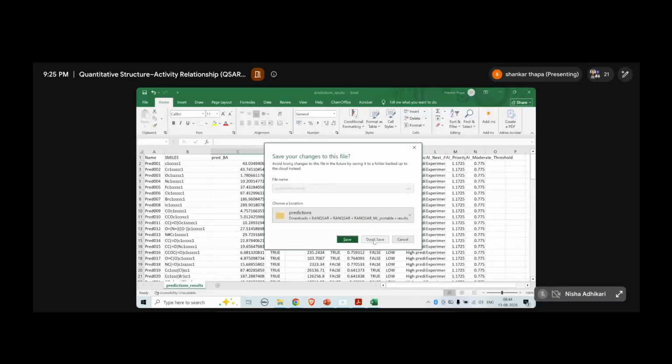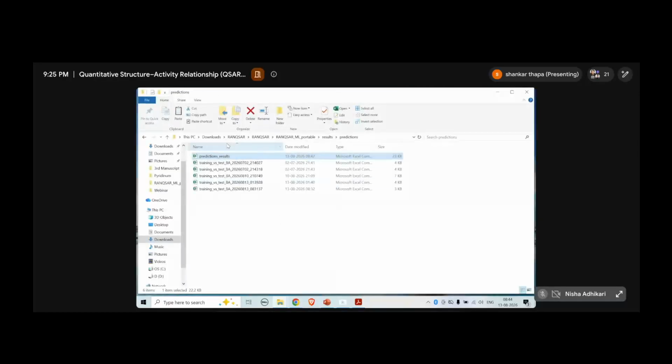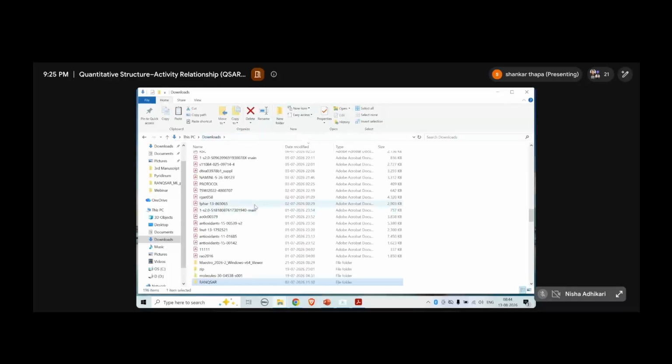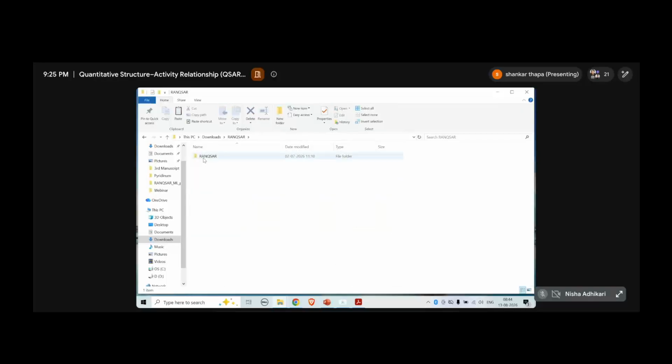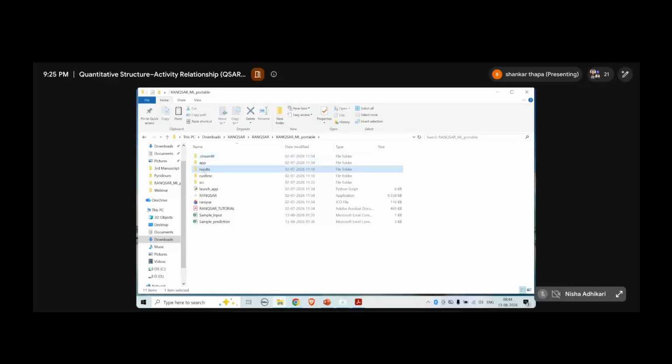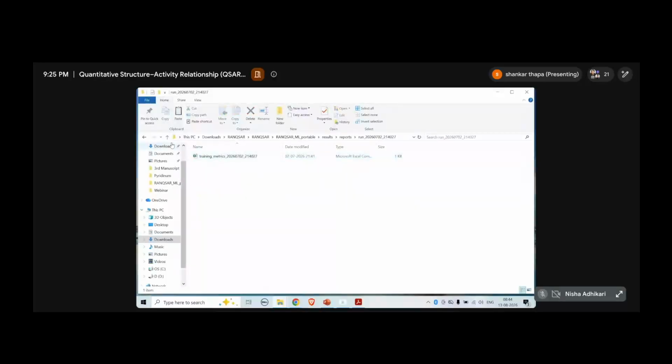In that way you have to do it. All the results you can get in that QSAR software's inside folder, so be sure about that. This is my QSAR software folder, RA QSAR. You go to this one and go to the result, and all the results will be available here. In reports, you will get the reports, suppose this training metrics report.